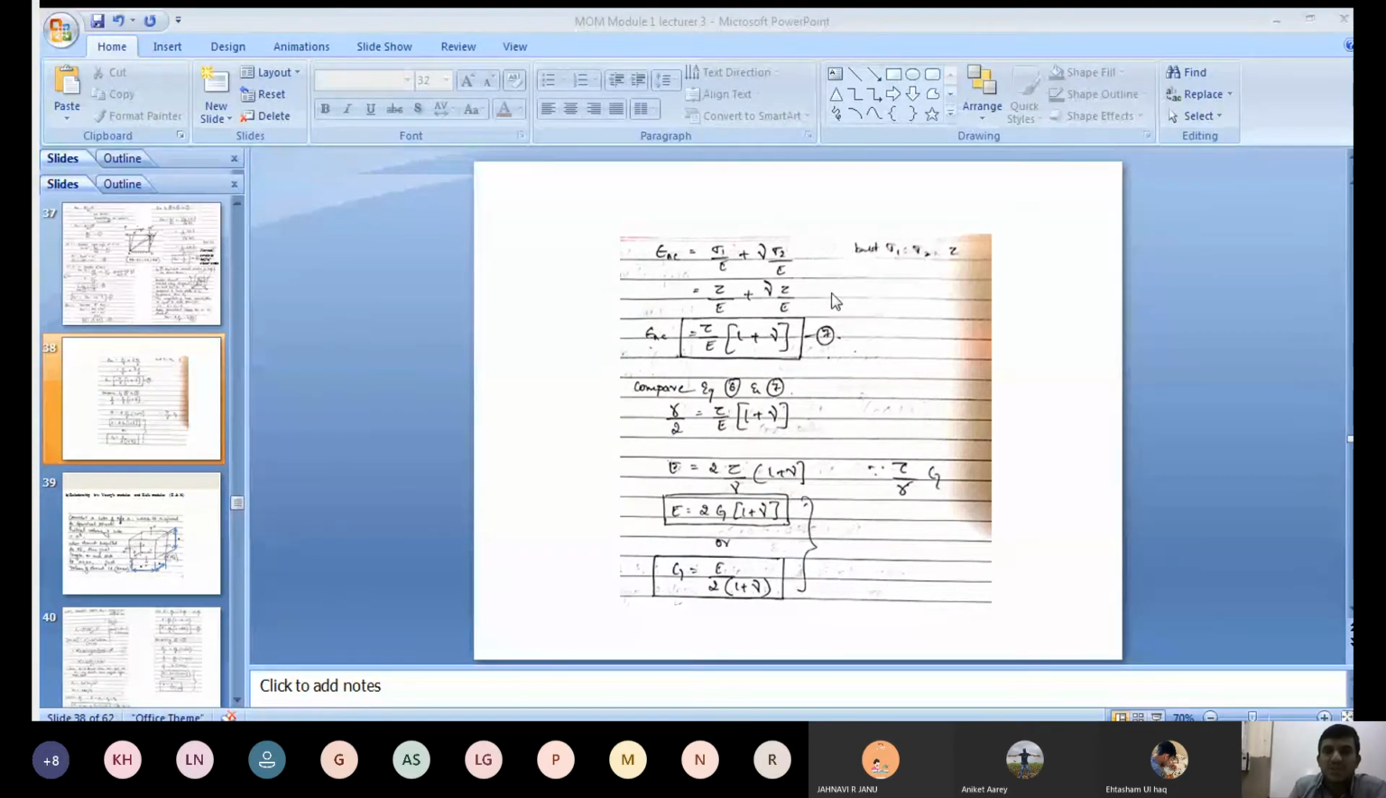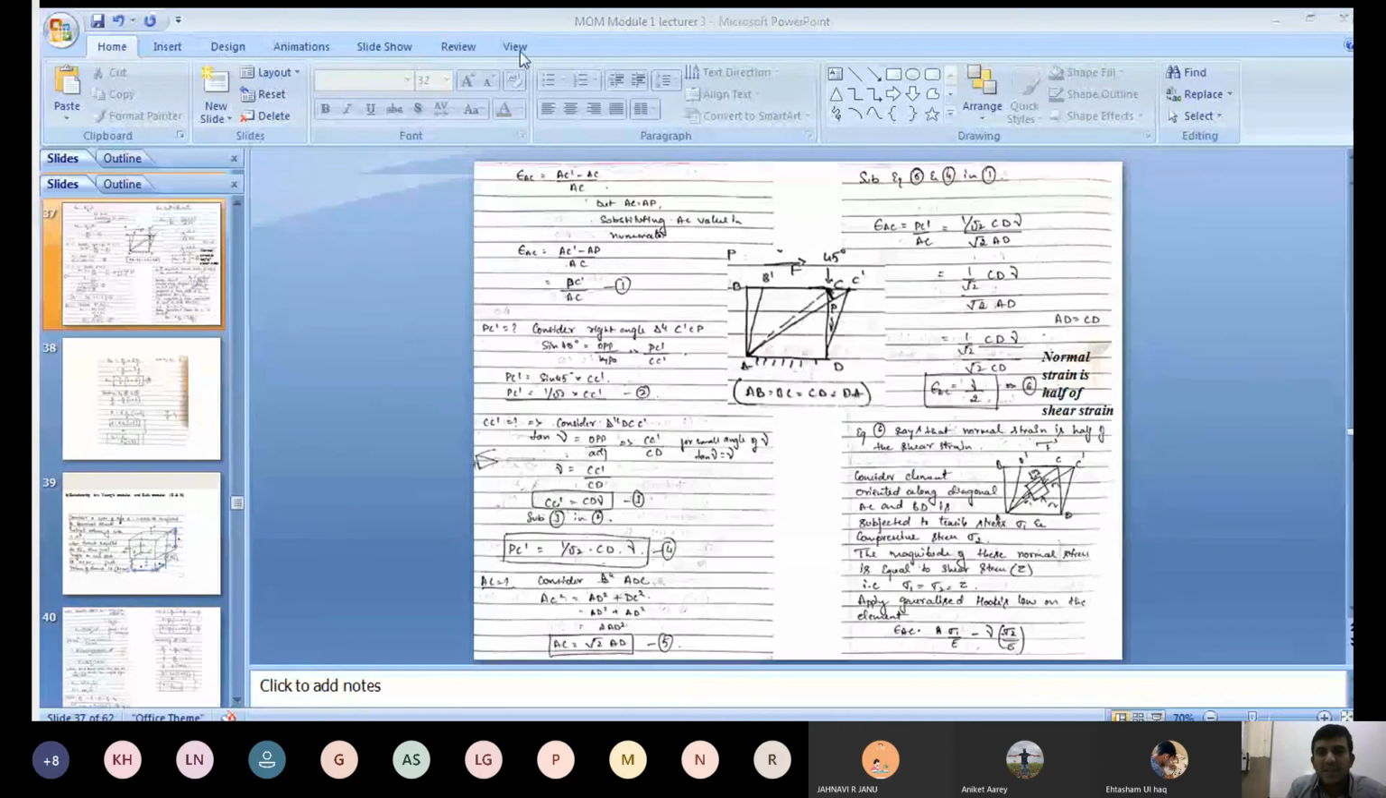Epsilon x is equal to sigma x by E minus mu times sigma y by E minus mu times sigma z by E. But here we consider only a square lamina. That's why the stress along the z direction is 0, and we'll get only 2 terms here in the strain along that axis.